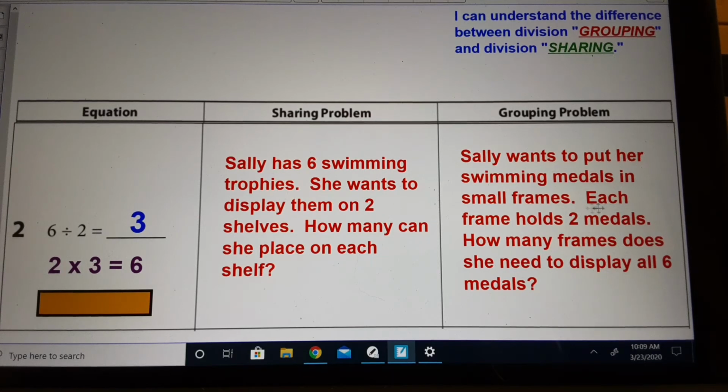No, we don't. We know that she's putting 2 in each group. In each frame, she's going to put 2 medals, but we don't know how many frames that she needs. She has 6 medals. 6 divided into groups of 2 would equal 3 groups. So this is a grouping problem. It does indeed answer how many groups there will be. So these two are in the right place.